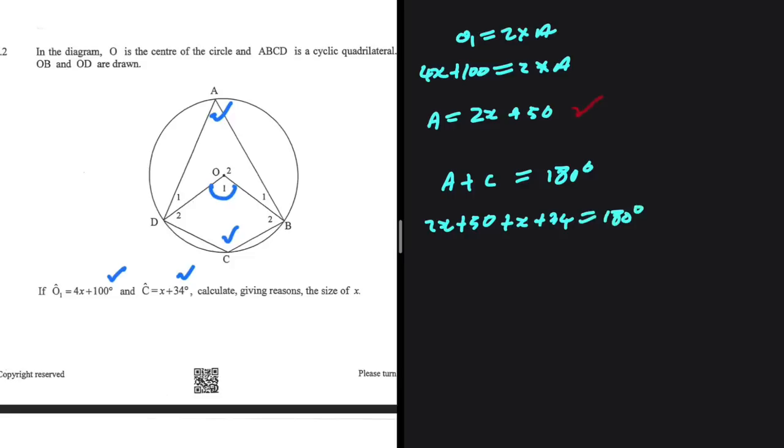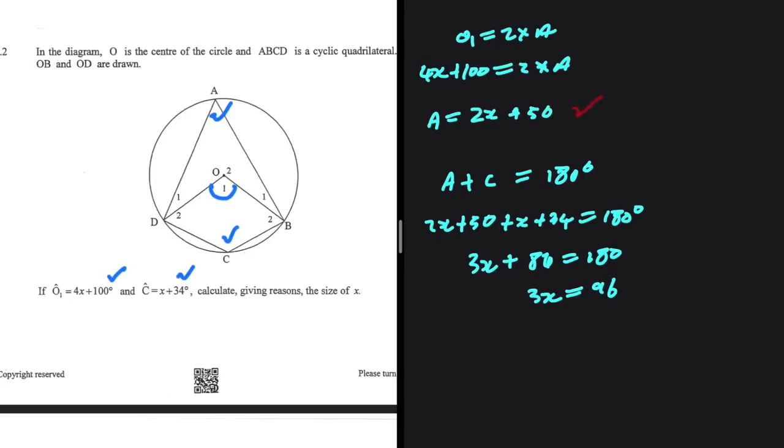So 2x plus x, that is 3x. 50 plus 34, that is 84. This is equal to 180. So 3x is equal to 180 minus 84. I think it should be 96.